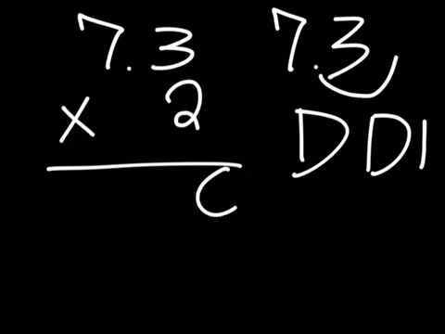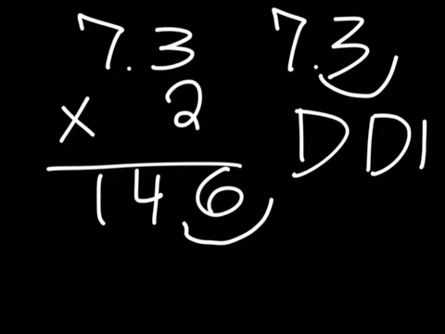3 times 2 is 6. 2 times 7 is 14. Then you look at the problem and you move the decimal over 1, and it would be 14 6/10.